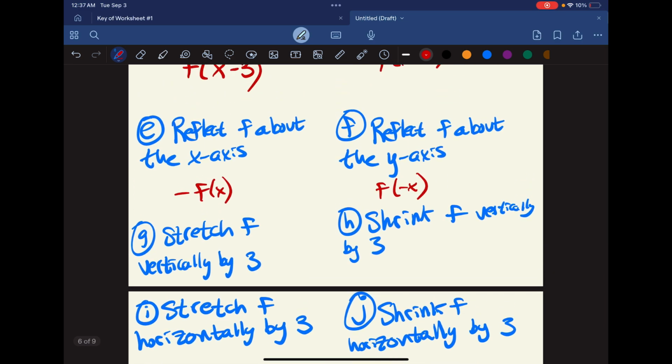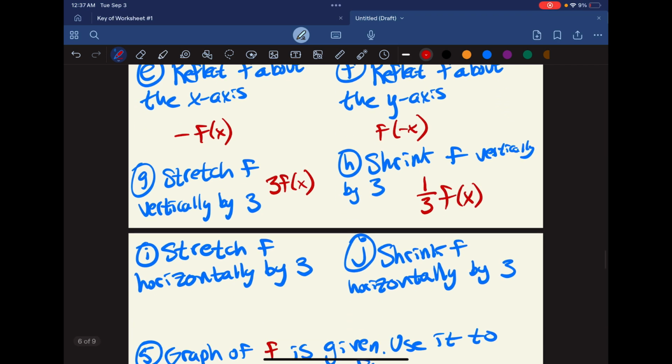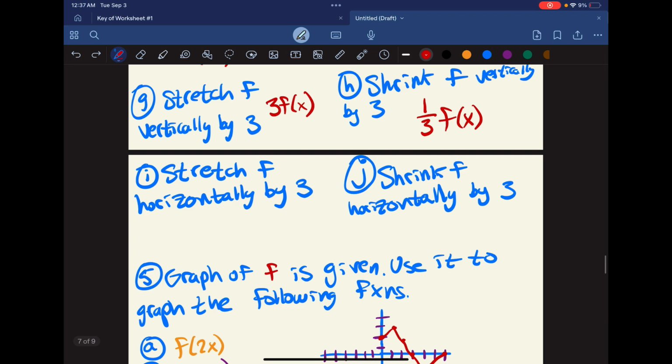Stretch f vertically by 3. So we would take a factor of 3 out front. Shrink f vertically by 3. Then we would take a factor of 1/3 out front. So if you want to stretch by a factor, you just take that number out front. If you want to shrink by a factor, you take 1 divided by that number as a factor out front, like the 1/3. Stretch f horizontally by 3.